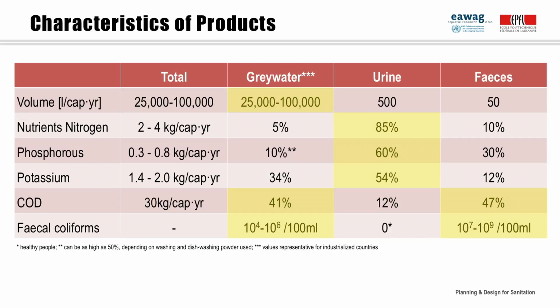In summary, then, we have large quantities of gray water with relatively no nutrient value, urine, which is generally clean and nutrient-rich, and a very small amount of feces that are highly pathogenic. Knowing all of these characteristics can help us decide on the best ways to store, transport, and use the products in our sanitation system.